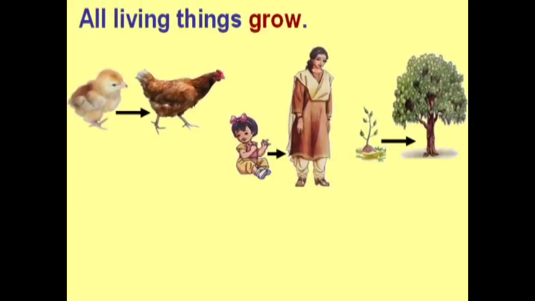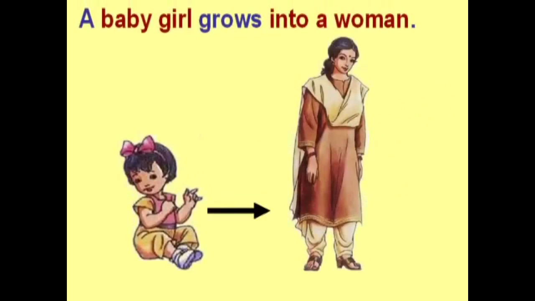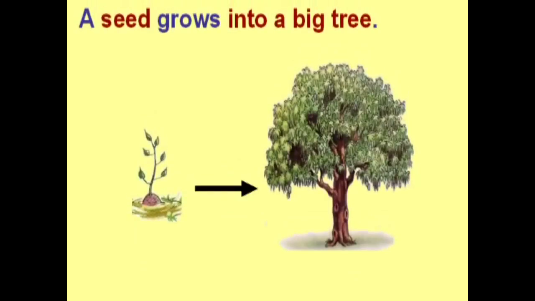All living things grow. A chick grows into a hen. A baby girl grows into a woman. A seed grows into a big tree.